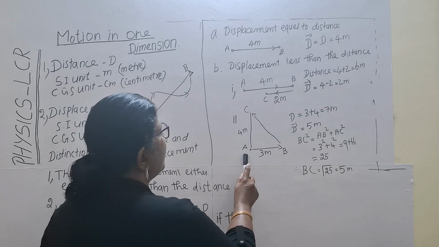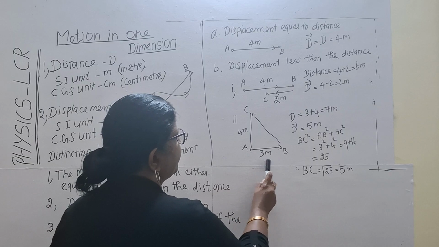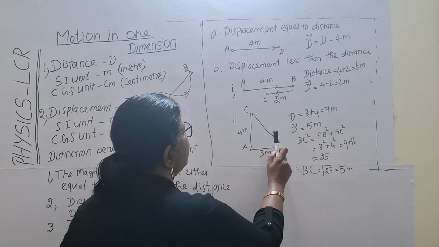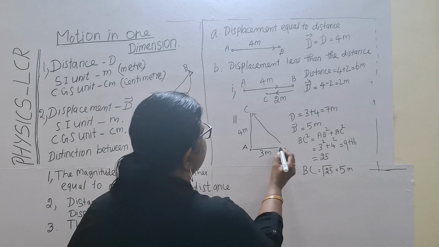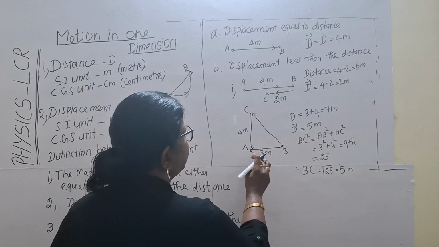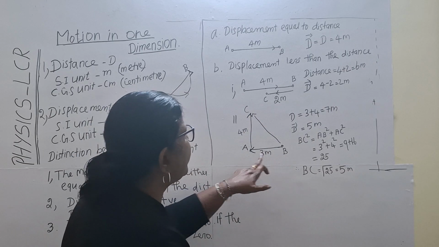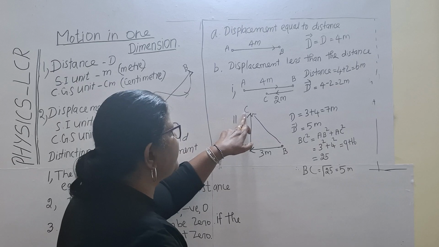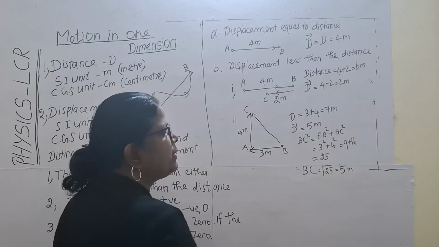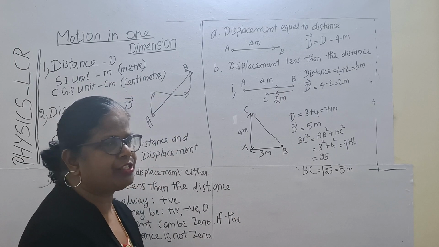Here, just to see, the body is moving from B position. B to A it is coming, 3 meter. Then A to C it travels, 4 meter. Listen carefully. It is just like a triangle. So what is the displacement? We are considering displacement as the shortest distance.